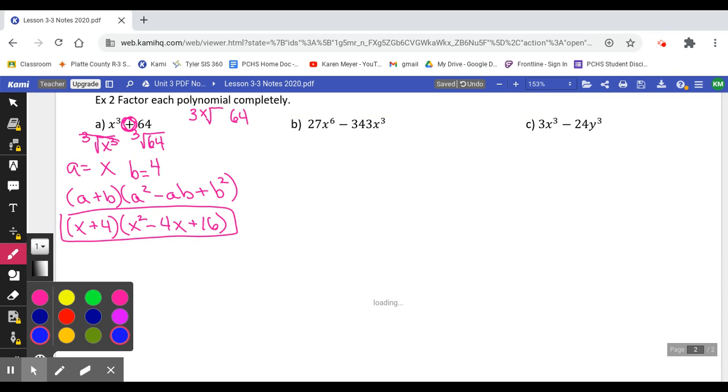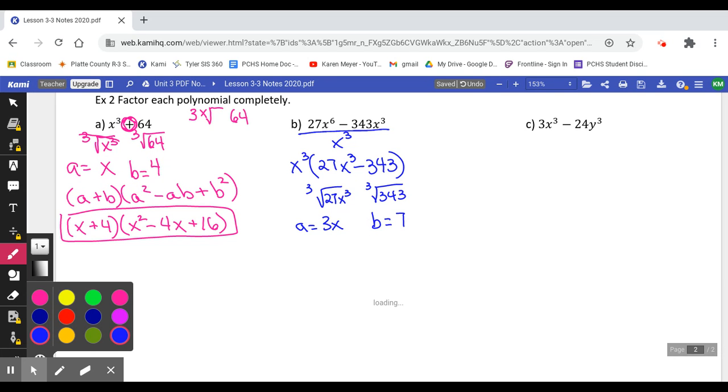Once again, we're going to start off by checking for a GCF. Does it have a GCF? Hopefully everybody says, oh, yes, it does, Ms. Meyer. I noticed that each term has at least an x to the third in it. So we're going to take out x to the third, which gives me 27x to the third minus 343. Now we can take the cube root of 27x to the third and the cube root of 343. That gives me 3x for A, and for B, I get 7.